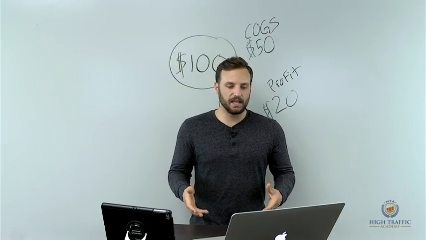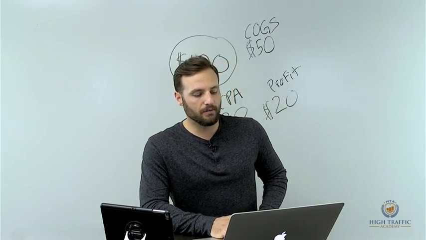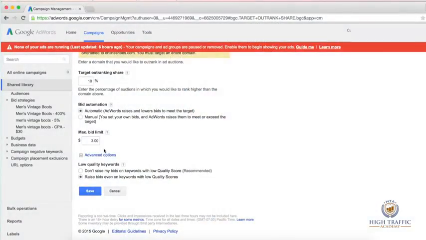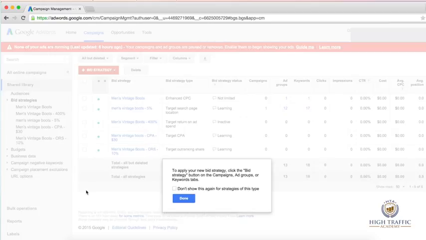However, if you want to play it safe and only have keywords that have good quality scores rank high rather than fixing the quality score issue, then you can select don't raise my bids. So whichever one you go with is totally up to you, and I'll let you figure that one out. But for now, we'll click save.